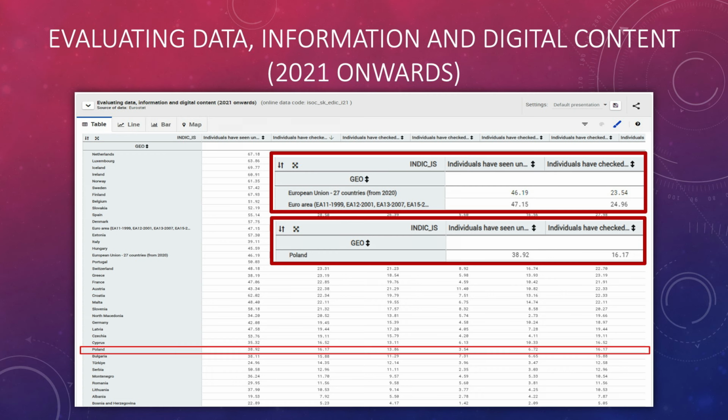Let's take a look at the statistics. According to a study by the European agency Eurostat in 2021, nearly 47% of all people aged 16 to 74 in the EU had seen false or questionable information on news sites or social media in the 3 months prior to the survey. However, only about a quarter of internet users checked the accuracy of the information or content.